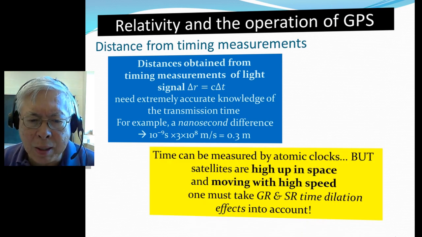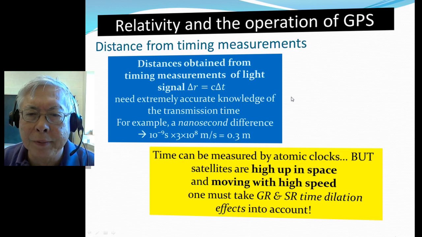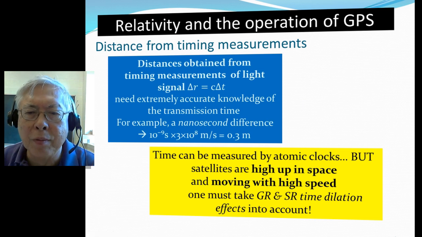Now, of course, time can be measured by atomic clocks to an extremely high accuracy, but because the satellites are moving at high speed and are high up in space, one must take general relativity and the special relativistic time dilation effect into account, because they make a significant time difference in terms of the accuracy we want, say fixing a position within a few feet.